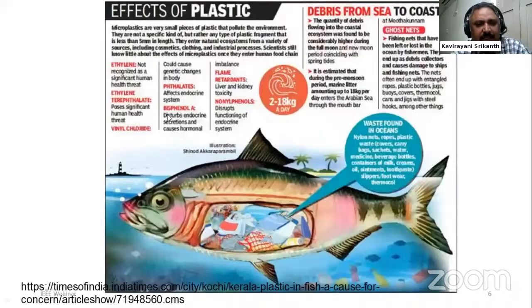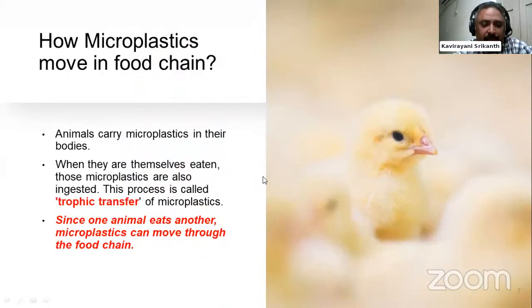We have to understand whatever chemicals enter something like marine food. If we are talking about a fish, what are the different kinds of particles that enter? Typically they are ethylene, terephthalate, or vinyl chloride, or many other products of how they are entering the food chain. And if you are trying to understand this, there is a trophic transfer of microplastics. So one animal eats another, and microplastics move from one animal to another, and that is entering the food chain.